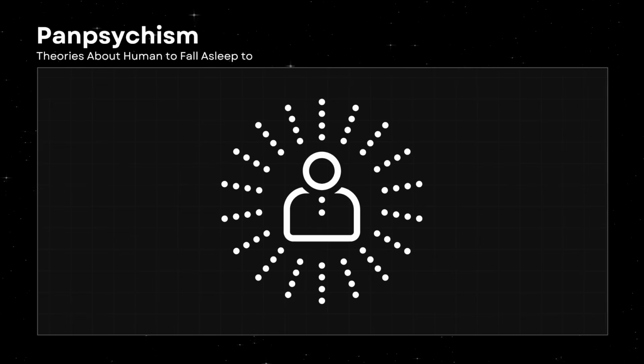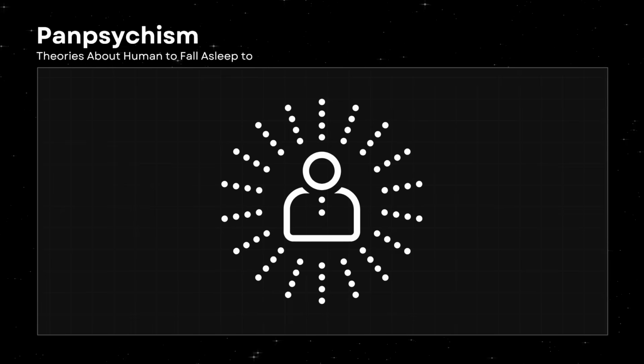Panpsychism is the idea that consciousness is not limited to humans or animals. Instead, it says that all matter has some form of awareness, no matter how simple. This means that even things like rocks, atoms, or air particles might have tiny mental qualities. These qualities are not like human thoughts or feelings. They are much more basic. But they are still real, according to this view.